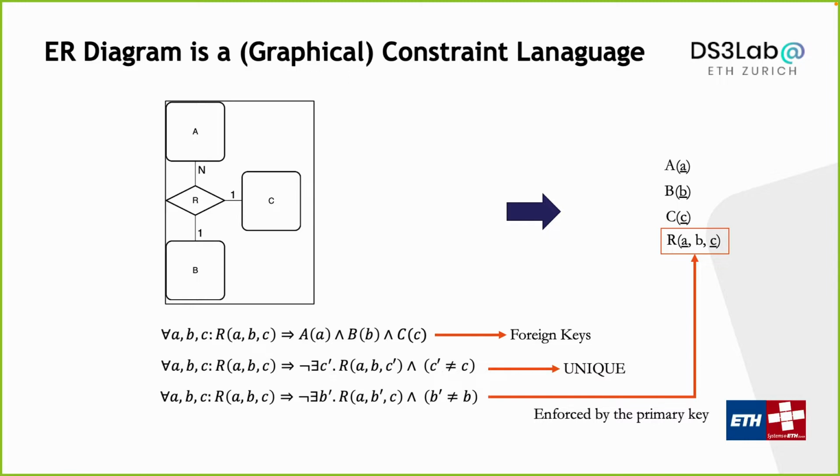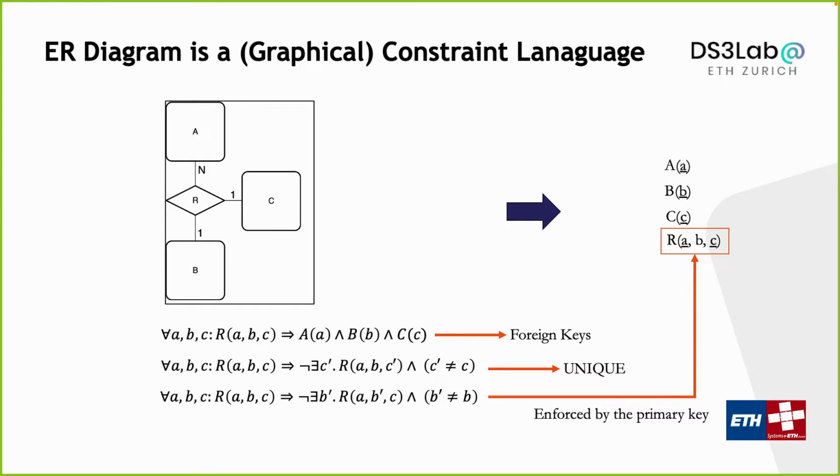And for some of those constraints, you can actually enforce them using, for example, a primary key, right? For example, for the last constraint, if you set the primary key of the relation R to the combination of A and C, essentially you are enforcing the last constraint on the left-hand side, which tells you if I know the value of A and C, it's uniquely associated with a tuple in this relation R.